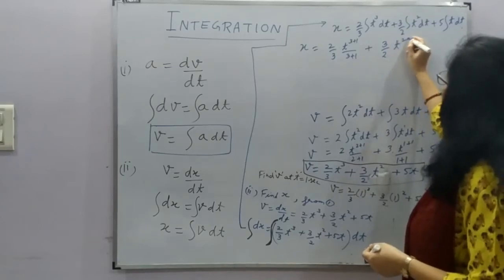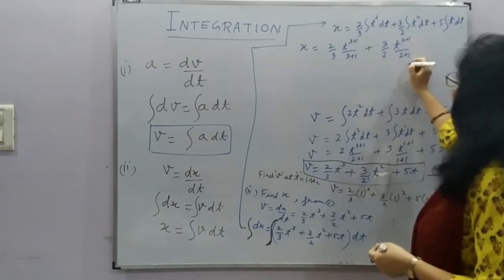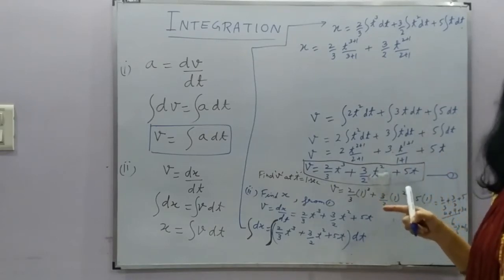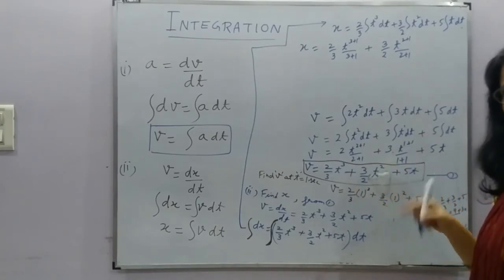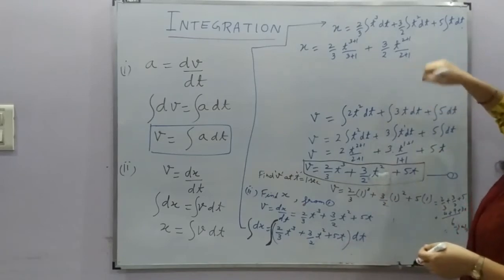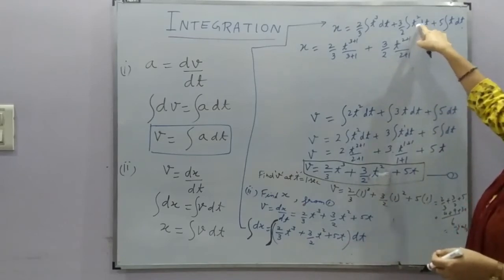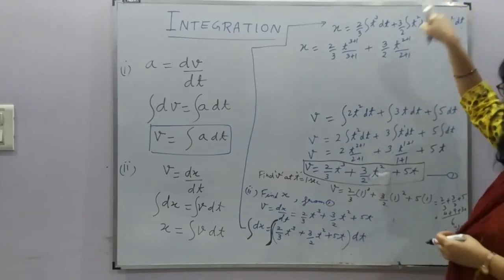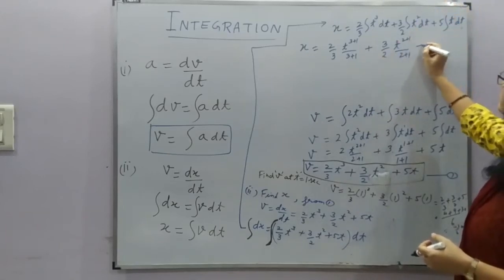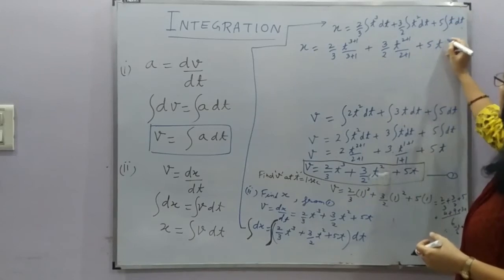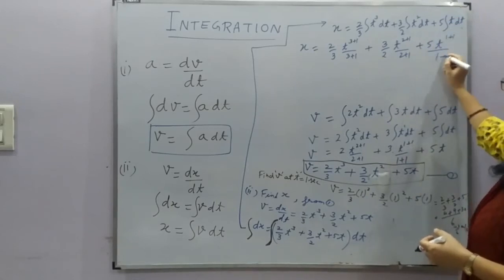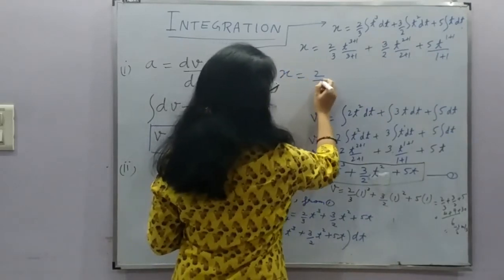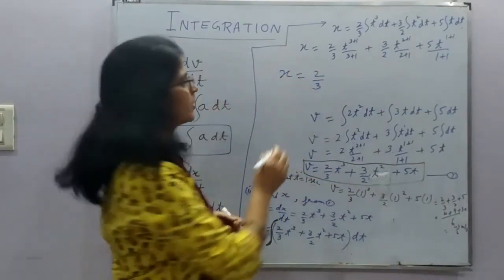t to the power 2 plus 1 upon 2 plus 1. This is by formula: integration of x to the power n is x to the power n plus 1 upon n plus 1. So here we are integrating with respect to time, that's why we are comparing that x to the power n formula with the t to the power n formula. So 5 t to the power 1 plus 1 upon 1 plus 1. So this gives us 2 upon 3, right?